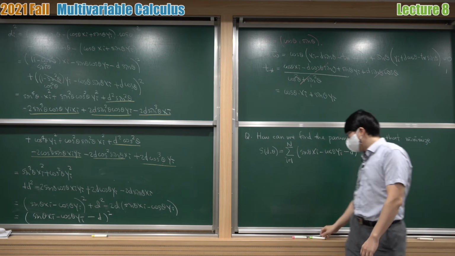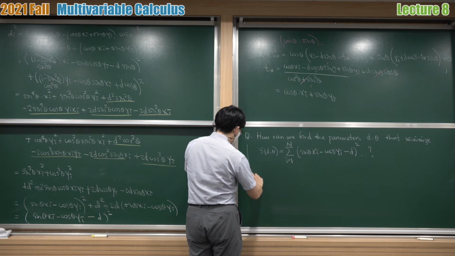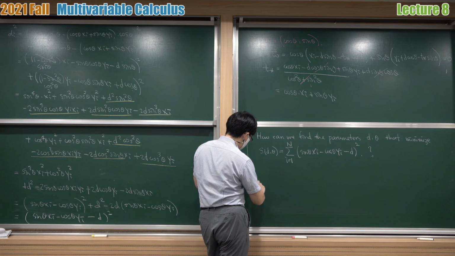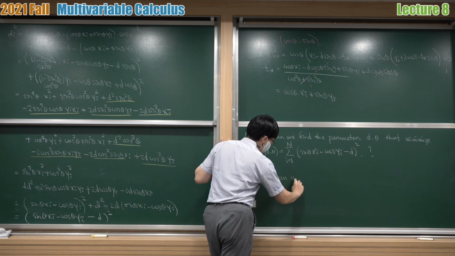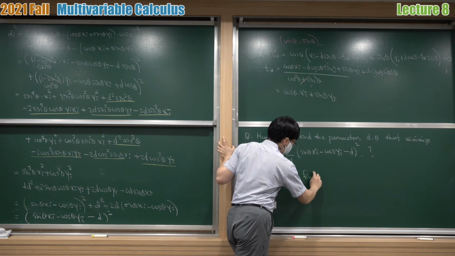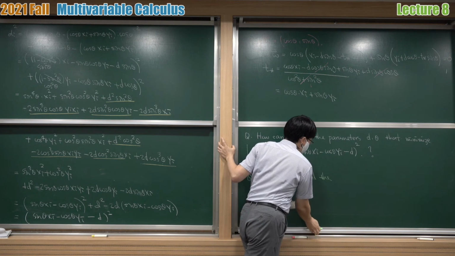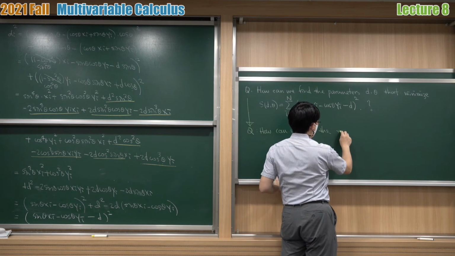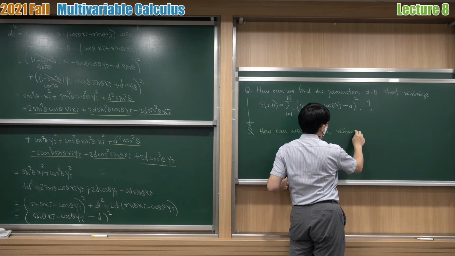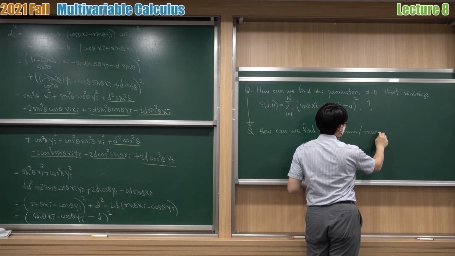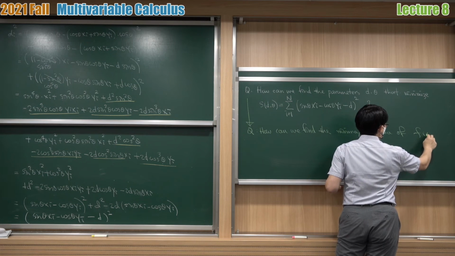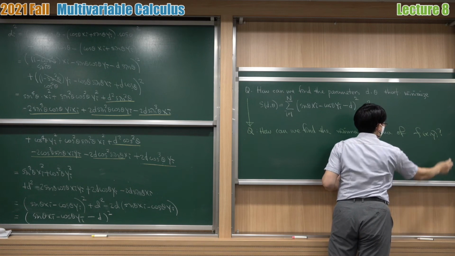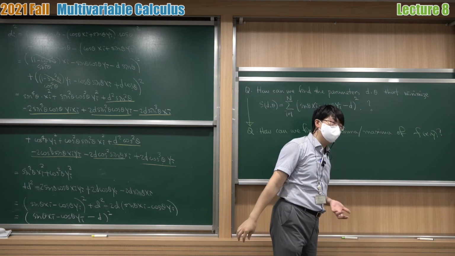So this question is, in general, how can we find the minima or maxima of a two variable function, so a real valued two variable function.